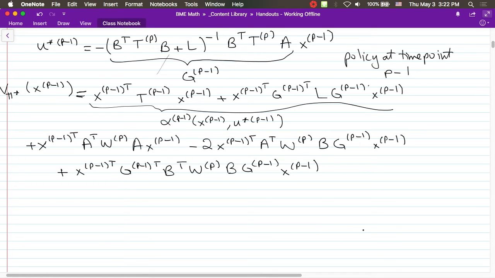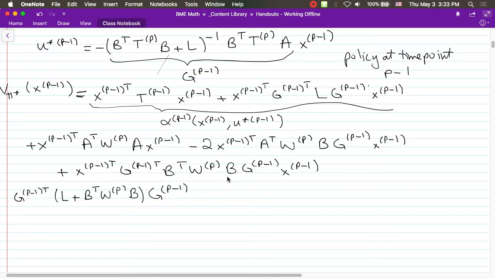Okay, so we can simplify this a little bit. So what was G, here's G here, is B transpose TB plus L, inverse. Which means that our term G P minus 1 transpose, this quadratic term here, times L plus, so this term here, plus this term down here, L plus B transpose WP times B times G P minus 1.